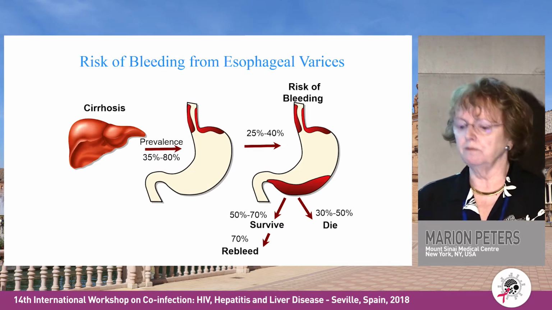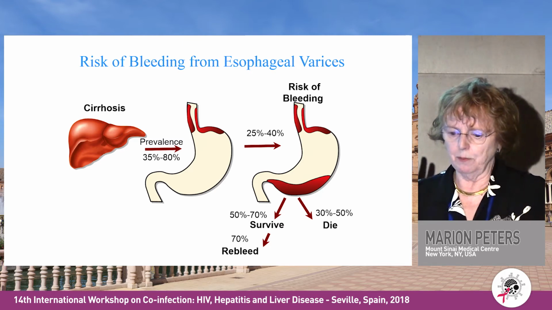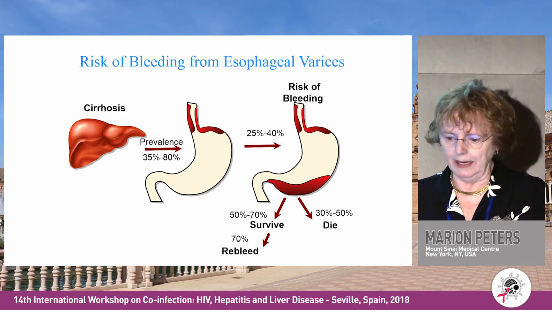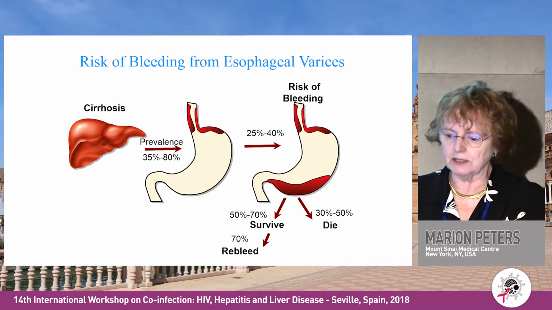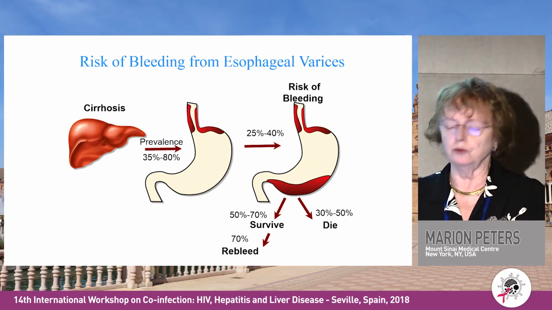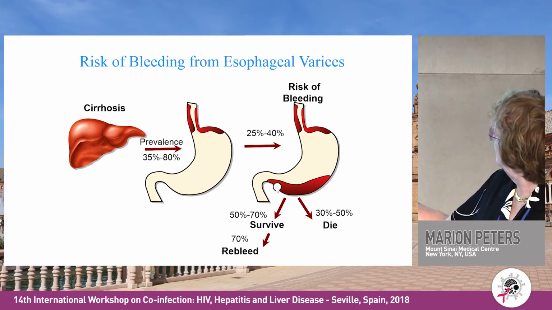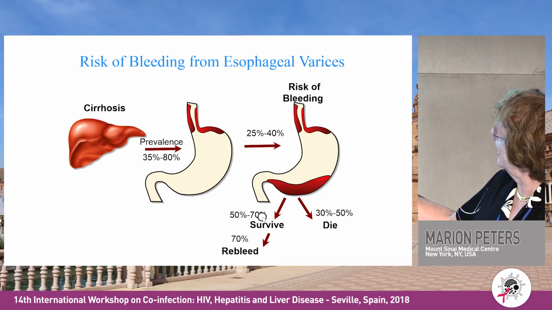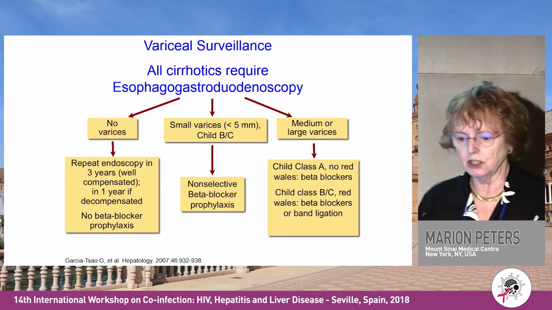What about the risk of bleeding? If your patient has cirrhosis, they have about a 35 to 80% chance of having esophageal varices. If they have varices, they have a half to 40% chance of bleeding. And once you bleed, 30 to 50% die. If you don't die, you're going to rebleed. So you need to take care of the patient.